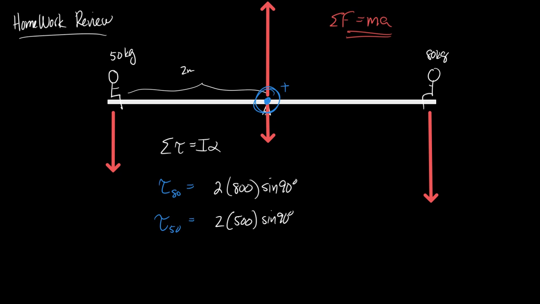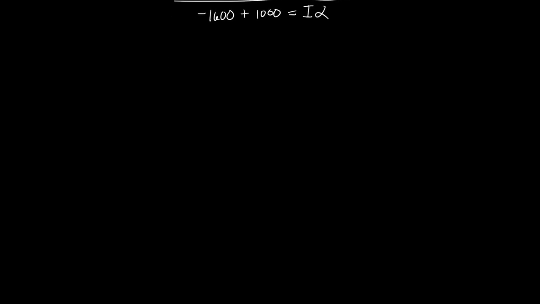Using the right-hand rule, it looks like this kid's into the board, and that kid is out of the board. So we'll make him out of the board and him into the board. That is my net torque. So it looks like negative 1,600 plus 1,000 equals I alpha. I think that's all I need from the torque portion of the problem. So let's do this portion of the problem.